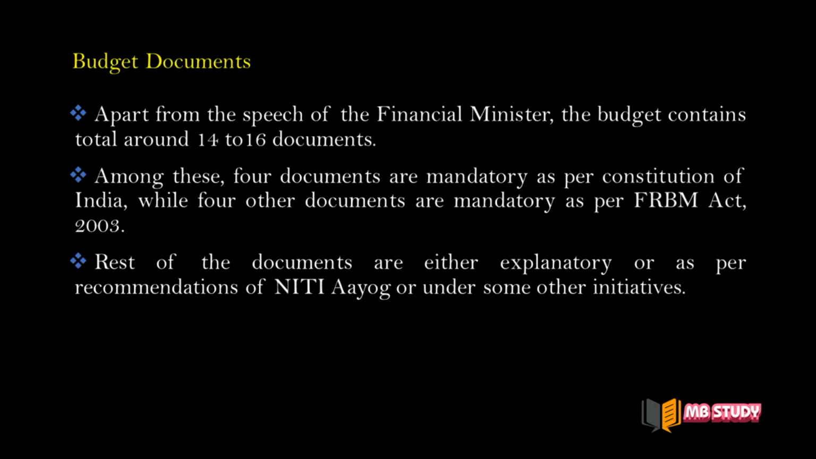Apart from the speech of the Finance Minister, the budget contains a total of around 14 to 16 documents. Among these, 4 documents are mandatory as per the Constitution of India, while 4 other documents are mandatory as per the FRBM Act, 2003. The rest of the documents are either explanatory, or as per recommendations of Niti Aayog, or under some other initiatives.